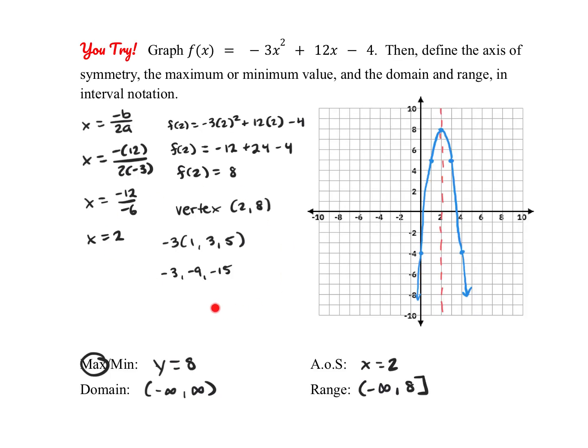All right, go ahead and check your work here. So our vertex should be at 2, 8, and then I followed this vertical growth pattern to gain some additional points. Our maximum value is y equals 8. Our axis of symmetry is the equation x equals 2, and here's our domain and range.